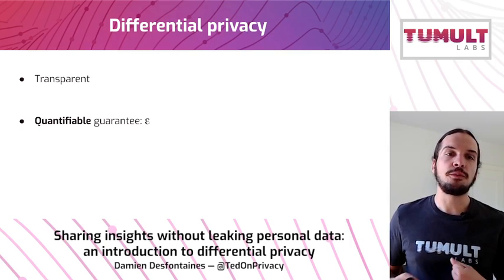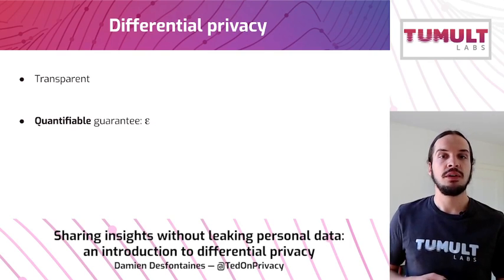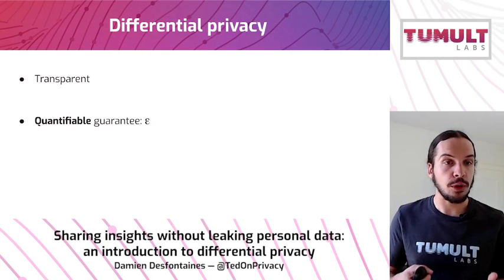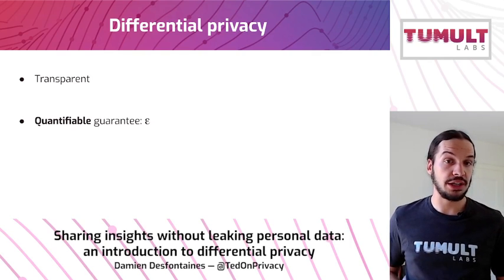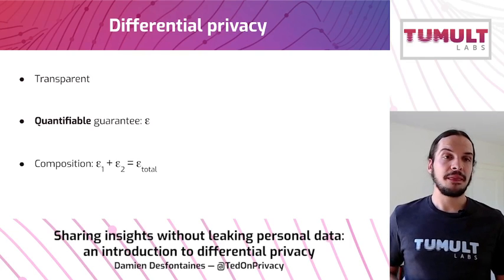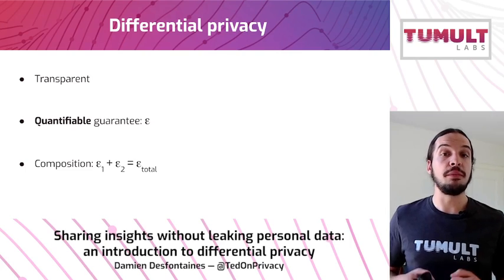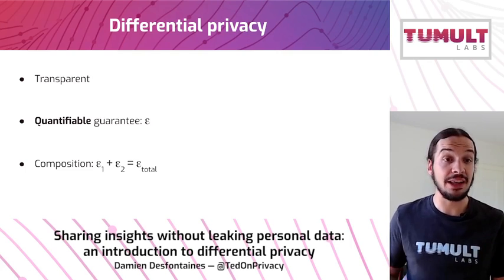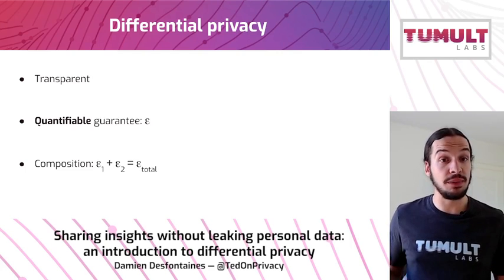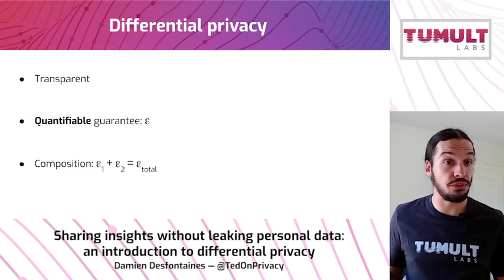Second, it gives us a provable, quantifiable guarantee. We can make formal statements about what probabilistic information an attacker can gain. This is captured by a parameter we call the privacy loss, typically denoted by the Greek letter epsilon. The lower the epsilon, the better the protection. Third, differential privacy composes. If we release multiple statistics on our data, we can add the privacy loss from both and get a guarantee for the overall publication. That's really convenient, because it means we can do very complicated operations on the data that are just combinations of simpler parts, and it's easy to keep track of the overall privacy loss.